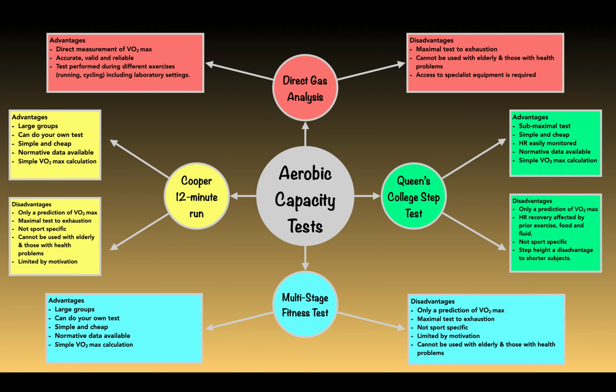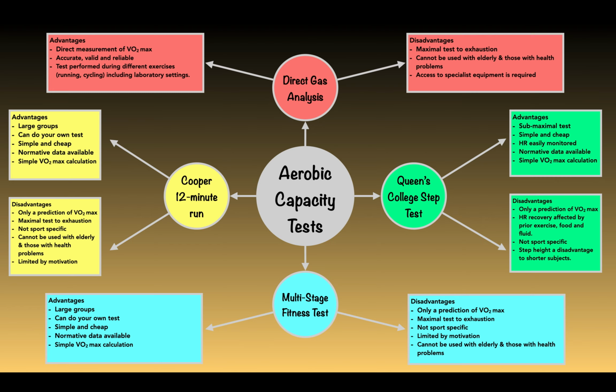So on the screen, as you'll see, we have 4 example tests of aerobic capacity. In the principles of training unit, when I gave you a little recap, the only one I put on there was the bleep test, the multi-stage fitness test. So I'm not going to talk about that one because we did talk about that in the last unit. And with all of these tests here, I am going to provide links to videos so you can watch some of the tests being carried out. Okay, so let's start with direct gas analysis.